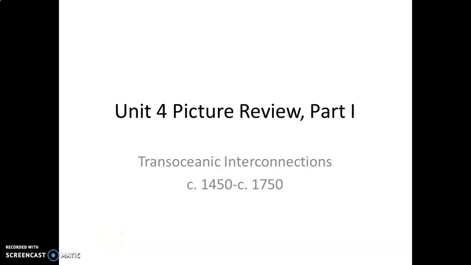So this particular review is going to cover part of Unit 4, which is Transoceanic Interconnections. Time frame is 1450 to 1750. Now you see right here it does say Part 1. Unit 4 is pretty significant, so we're going to break it up into two parts. Of the 6 themes, we're going to cover 3 of them within this video.